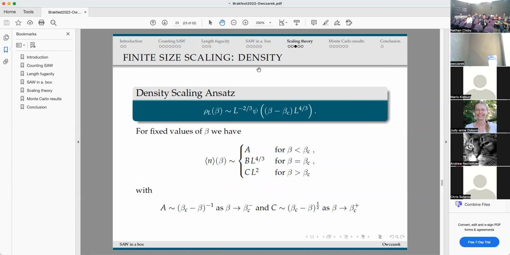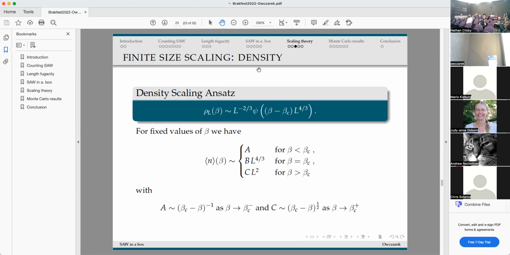This is the density for polymers in 2 dimensions in a box. It goes as L to the minus 2/3, some scaling function, and a combination of beta minus beta c, L to the 4/3. And that is perfectly aligned with the way that the density, hence the density is just the number of steps divided by L squared. The number of steps, the average size of the walk at fixed values of beta less than, equal to, and greater than beta c, going as a constant times L to the 4/3, and a constant times L squared.